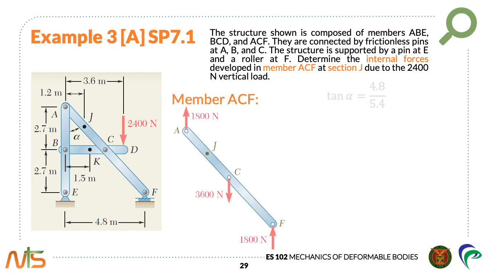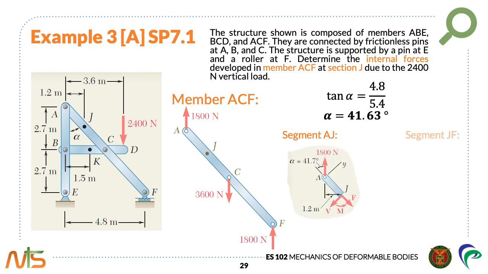Next we consider member ACF. To determine the internal forces at J, member ACF is cut at point J. In the two parts, segments AJ and JF are obtained. The internal forces at J are represented by an equivalent force couple system. So we have a normal force F, a shear force V, and a bending moment M. And this can be determined by considering the equilibrium of either part.